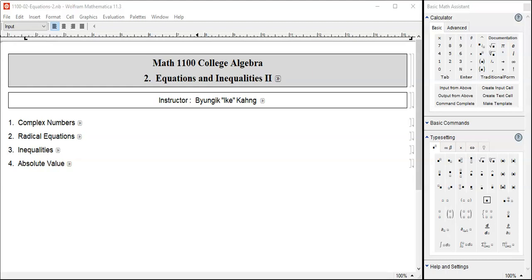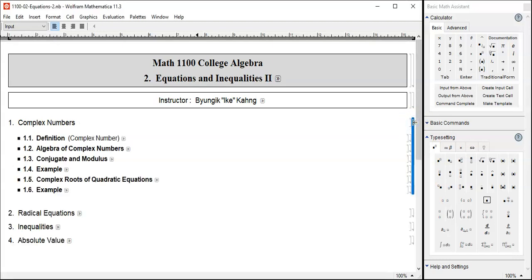Hello students, let's begin lesson 2. Section 1, complex numbers. This corresponds to section 1.3 of our textbook.